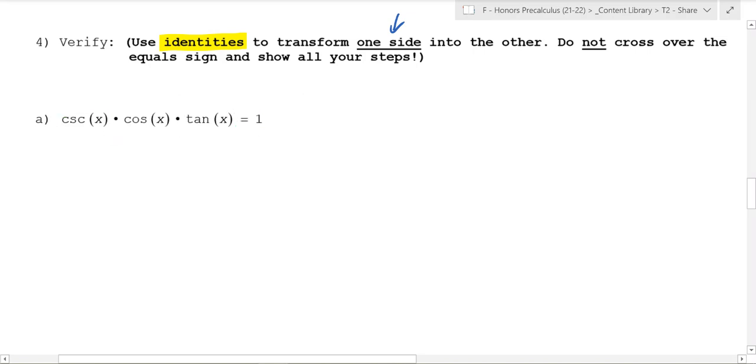The key thing is you have to start on one side. You can't use both sides. Don't cross over the equal sign. Don't cross over it. So you can't cross multiply, for example. So in this case, we're going to start on the left and turn it into the right.